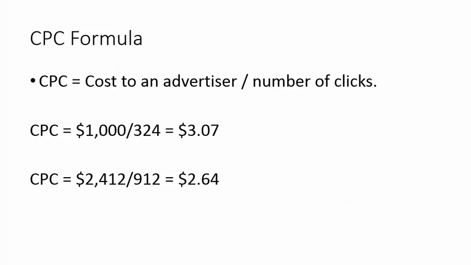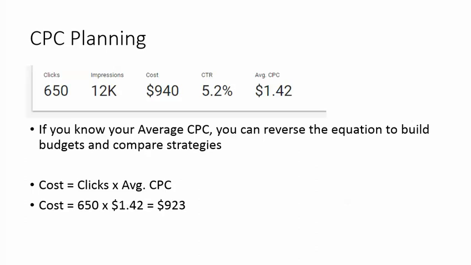We can obviously use this in other ways, and we can reverse the equation so that if we knew our average cost per click and we knew the amount of clicks we were getting, we could figure out our costs. And that might be something you need to do within planning cycles where you're saying we have some of the numbers and we need to compare them to others. So we're going to reverse our equation so that we're getting assumed costs and what might be the average.